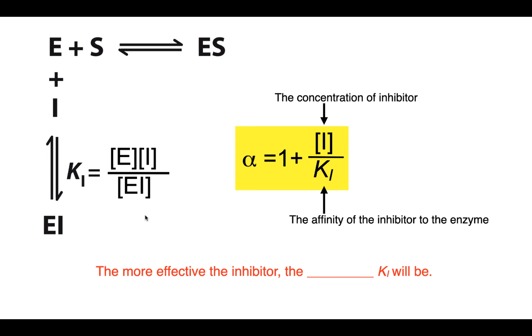So if we think about that, the more effective the inhibitor, the smaller Ki would be. The more effective means the more we're leaning towards the concentration of the enzyme inhibitor complex, and so the smaller that Ki is going to be. So what we have then here is a situation where alpha is equal to 1 plus the larger number divided by a smaller number, which means the higher alpha is, the more potent that inhibitor is going to be.